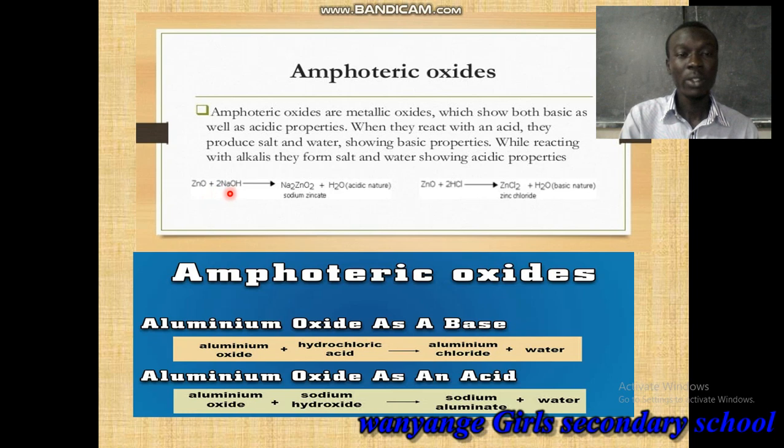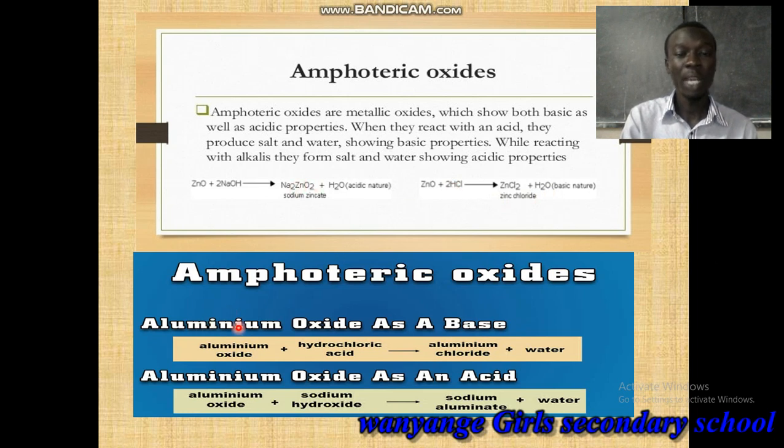It reacts with sodium hydroxide to form a salt called sodium zincate. It has this formula. You don't need to cram that formula. And water. Then it can also react with acids. For example, hydrochloric acid plus zinc oxide will form zinc chloride and water, showing that they are actually bases. When they react with acids, they show that they are bases. When they react with bases, they show that they are acids.